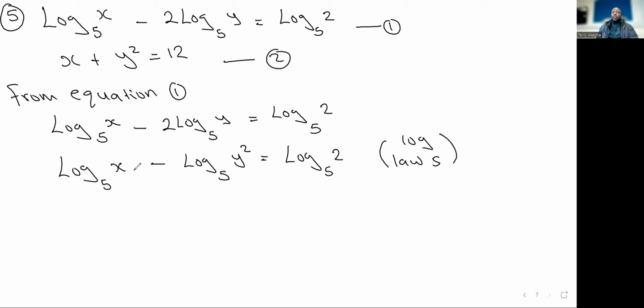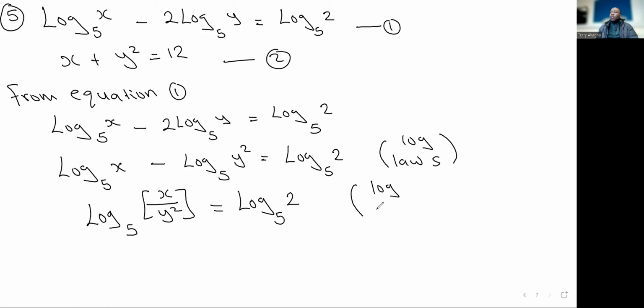Then the next part is that I'm going to apply the division law because they have the same base now. So it's going to be log to base 5 of x divided by y squared is equal to log 5 of 2. Okay, so this is division law, and that is law 2. So go to the videos and you'll see division law. I'm applying law 2 here.